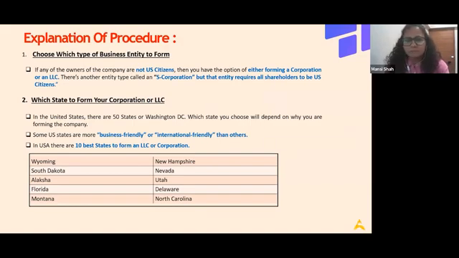How do we determine based on the business need? Some states are more business friendly or international friendly. That means they have a very convenient process to set up the business as far as a non-US person is concerned. The 10 best states for LLC or corporation are Wyoming, South Dakota, Alaska, Florida, Montana, New Hampshire, Nevada, Utah, Delaware, North Carolina. These states attract startup business and encourage entity incorporation for various reasons. We call them business friendly states. We will move to the next slide and discuss further on the states. Appy, please.